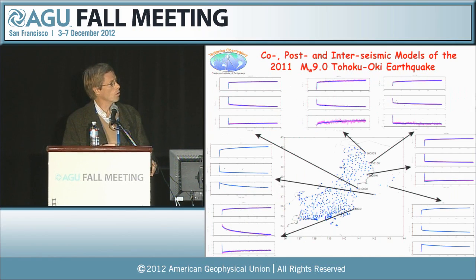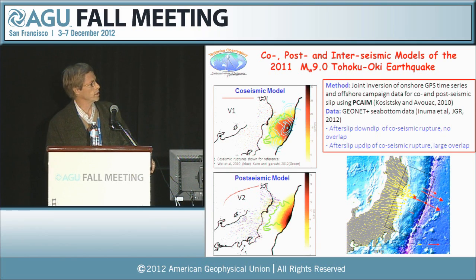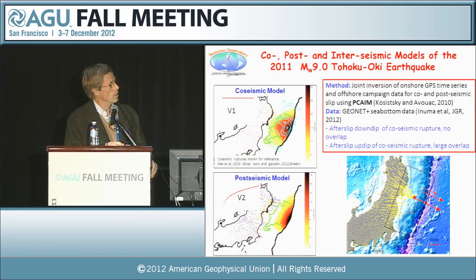I'm showing how the model fits the time series. It's hard to see, but the pink shows the data, and the blue is the prediction from the model. And this is now showing the output of the model. The coseismic is shown in red, and is compared with another model that was derived from the joint inversion of geodetic and seismic data. And here is the post-seismic slip.